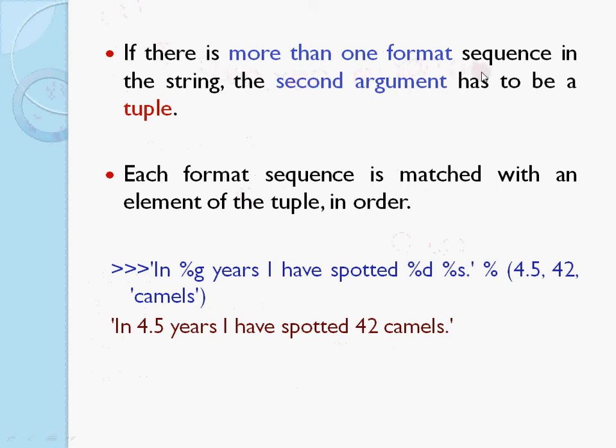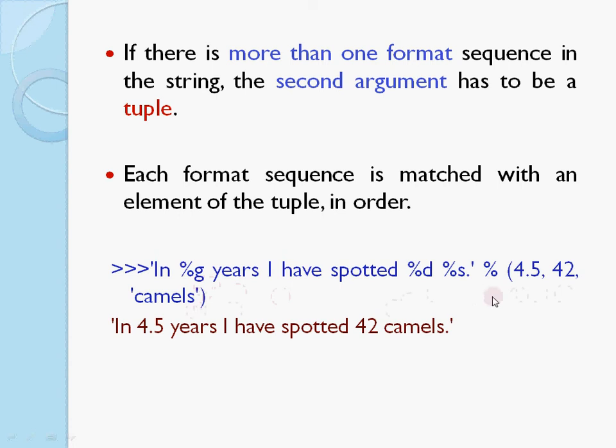If there is more than one format sequence in the string, the second argument has to be a tuple. In the previous example, we saw only one placeholder, that is one format operator. In this example, we are going to see more than one format operator. Each format sequence is matched with the element in the tuple in the order it is placed. Here, we are using three format sequences: %g, which holds a floating point value, %d, an integer value, and %s, which is a string. So in the format information, we are going to give a tuple.